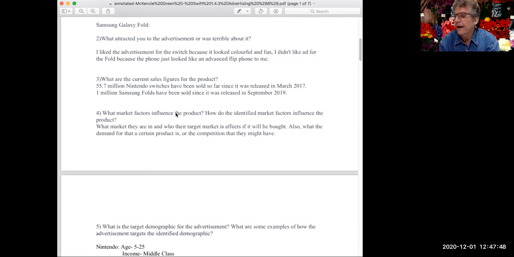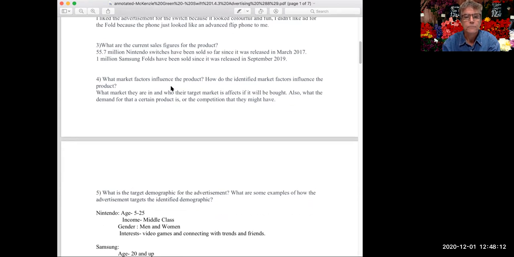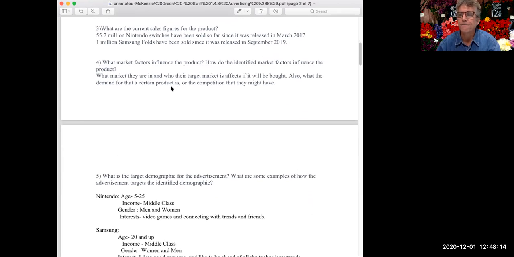So a market factor right now, it's not a fad, but it's certainly a factor like elections, is COVID, right? Everyone's locked in. That might be a market factor that would influence how many people were buying Nintendo Switches, because the Switch is a video game that you play in your home when you're bored. And a lot of people are home bored these days, okay? So those are the market factors.